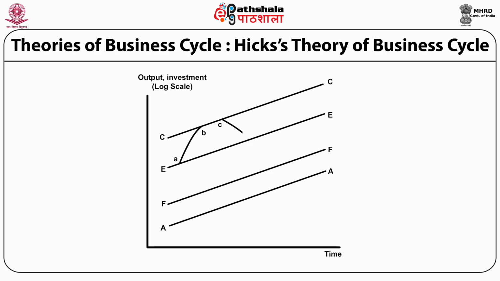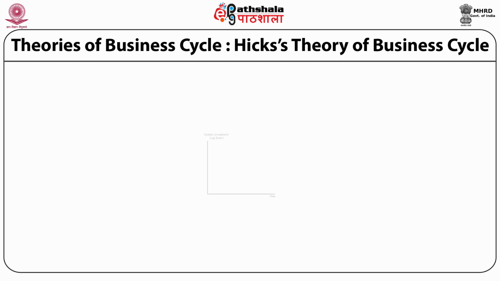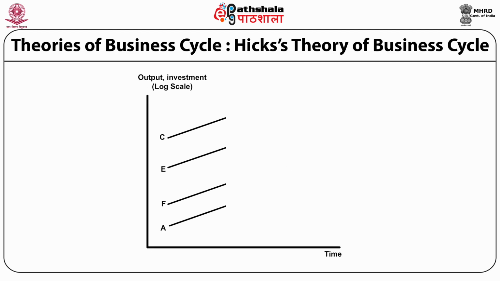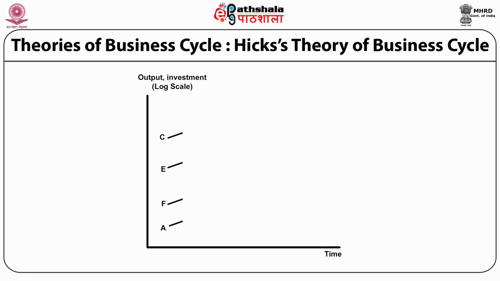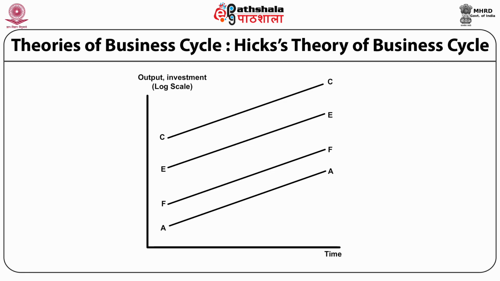In this figure, the lines CC and FF set the upper ceiling and lower floor within which the cycle moves. The line EE indicates the equilibrium growth path determined by the autonomous investment and the combined influence of the multiplier and the accelerator. Starting at a point along EE, assume that there is a sudden shock affecting the investment opportunity favorably. As a result, output will move along the expansion path from point A to point B.